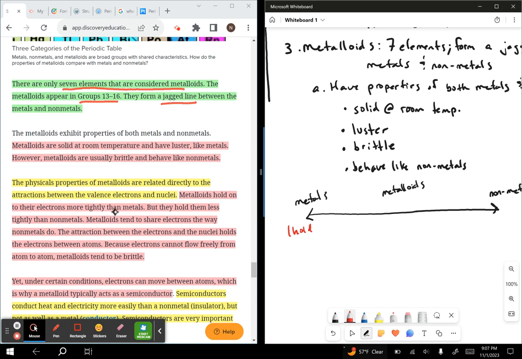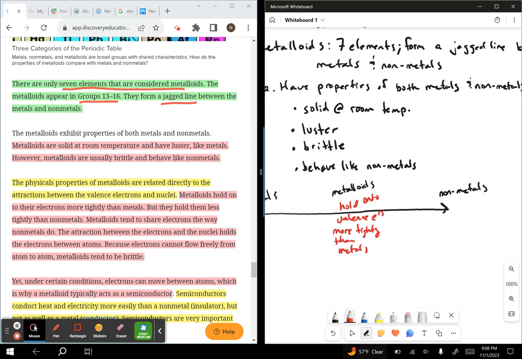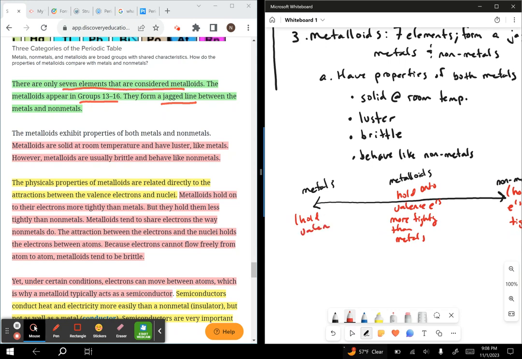Metalloids hold onto valence electrons more tightly than metals, but they hold them less tightly than nonmetals. Nonmetals hold valence electrons very tightly. And what can we say about the metals? They hold valence electrons, could we say, somewhat loosely? That's why they make good conductors, because of that sea of electrons.